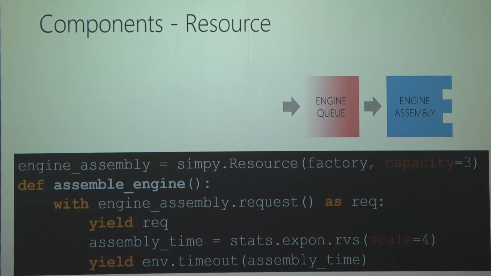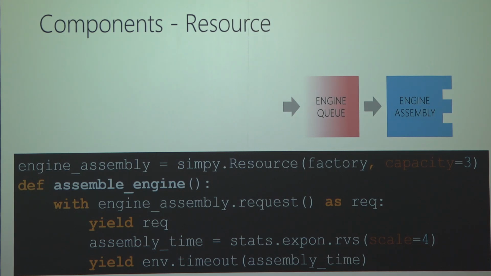So we have this engine assembly resource. We request a server in the assemble engine process, and then we yield for this request, which basically means we're going to wait until this request is fulfilled. So we wait until a spot opens up. The environment will know, okay, we can wait until there's place, and then we can go further with the process. Again, we sample some assembly time, so how long does it take?